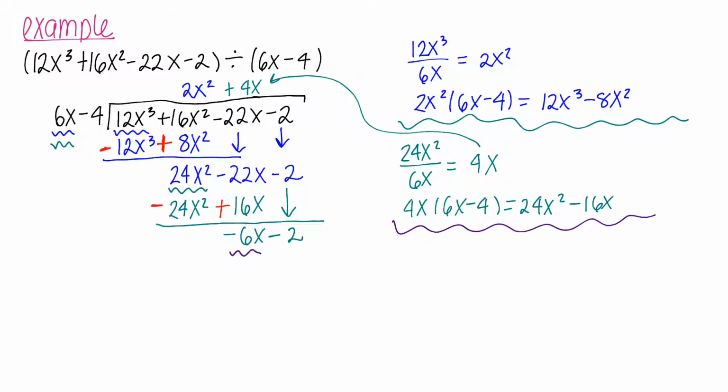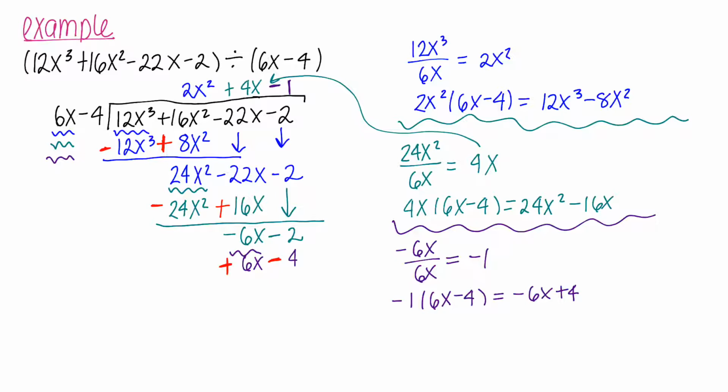So my new leading term is negative 6x, dividing by 6x. I get negative 1. Negative 1 times 6x minus 4 gives me negative 6x plus 4. Then change the sign. So the leading term was negative, I make it positive. This term is positive, so I make him negative when I put it over here, negative 4. So the first terms cancel. Negative 2 minus 4 gives me negative 6. Now I'm good to stop.